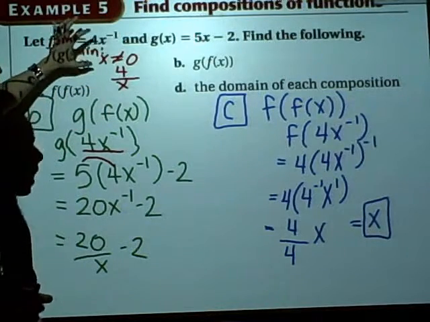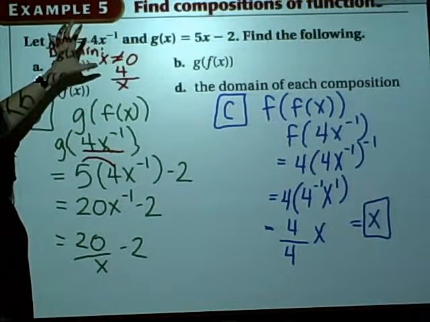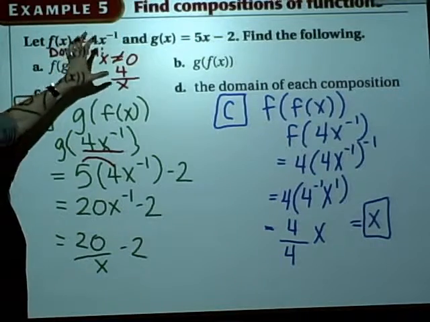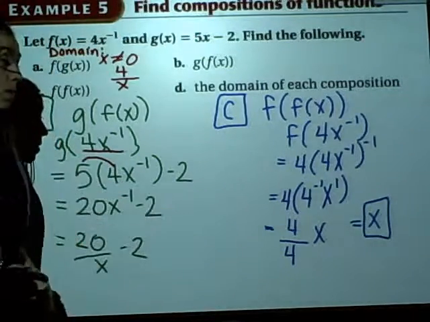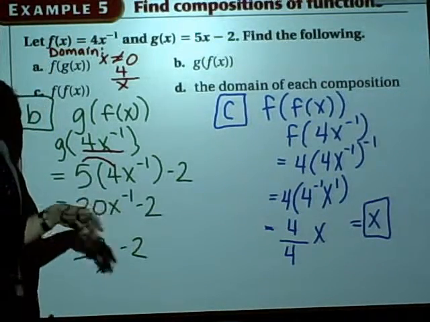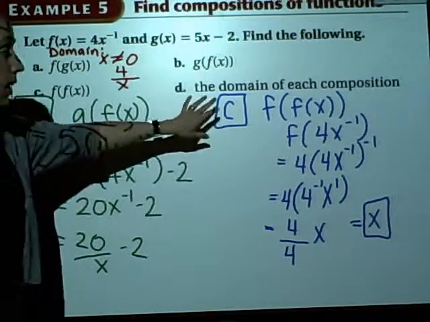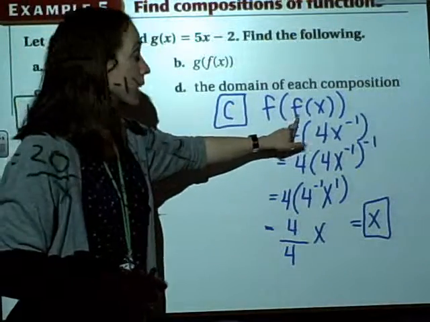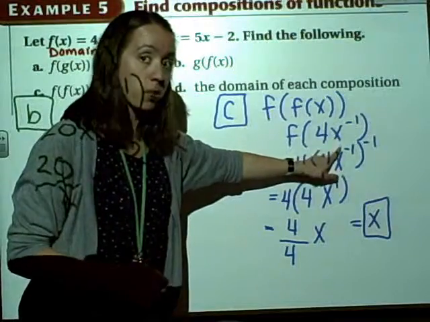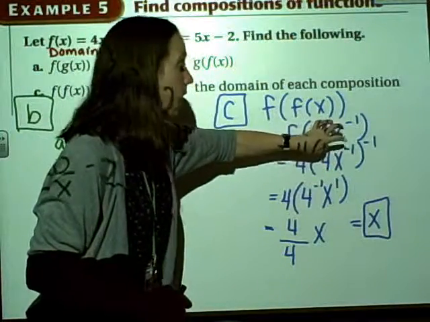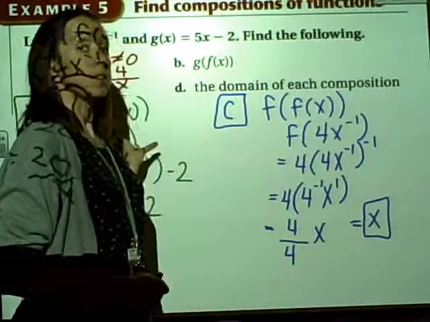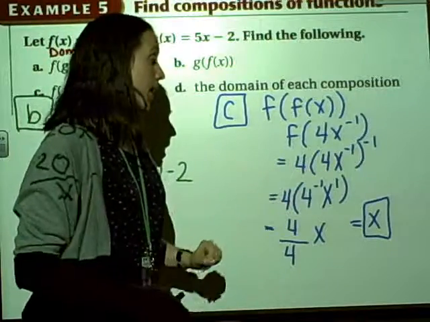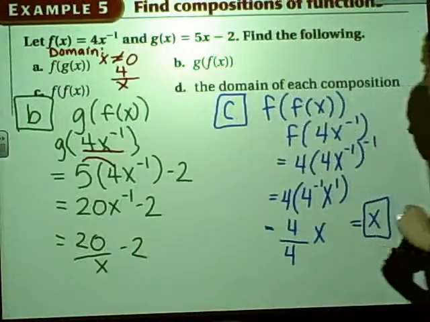So since f of x has a restriction, since f of x can't be 0, the same thing is going to be true for these functions. X cannot be 0. Look at C now. We're actually replacing f of x with the function. Then we're taking f of x and putting it back into itself. Like that. Here's what I did to simplify.